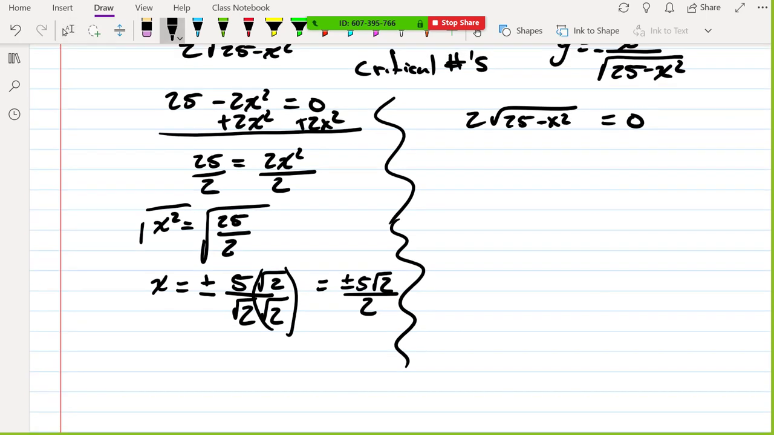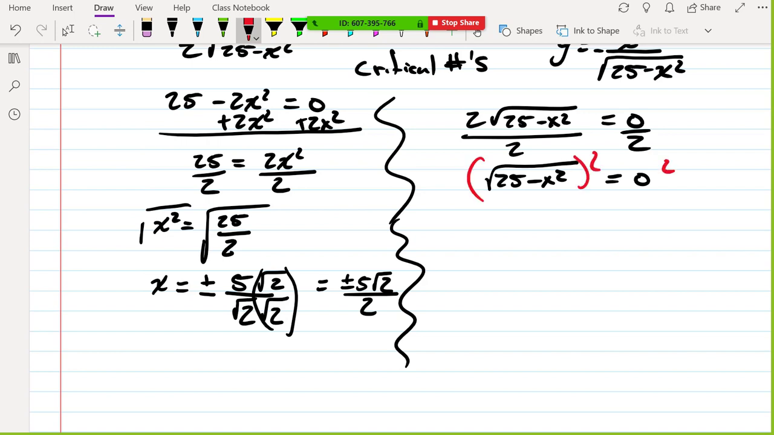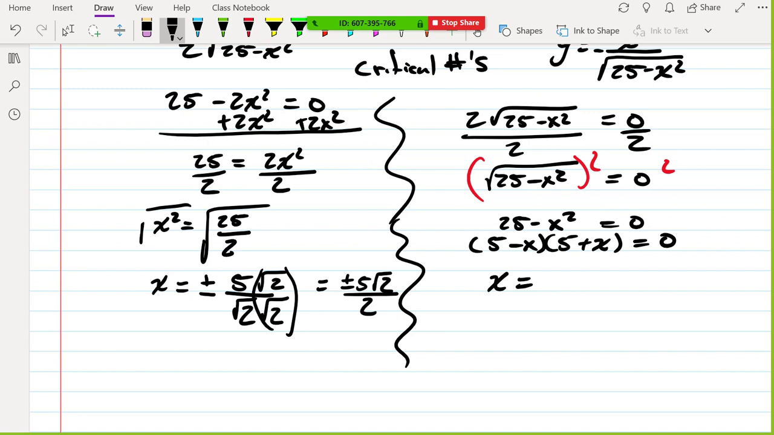The other one is when this is equal to 0. So we divide by 2, and we get the square root of 25 minus x squared equals 0. We square both sides, and that gives us 25 minus x squared is equal to 0. And that factors as the difference of squares into 5 minus x times 5 plus x equals 0. So we get x is equal to positive 5 or x is equal to negative 5. So those are our critical numbers.